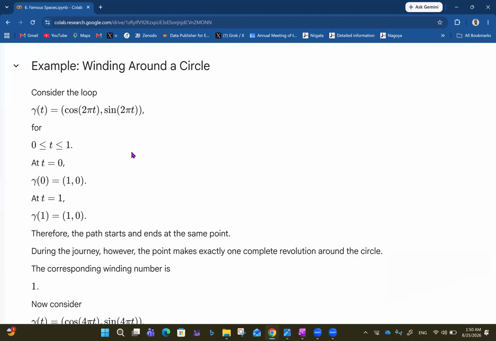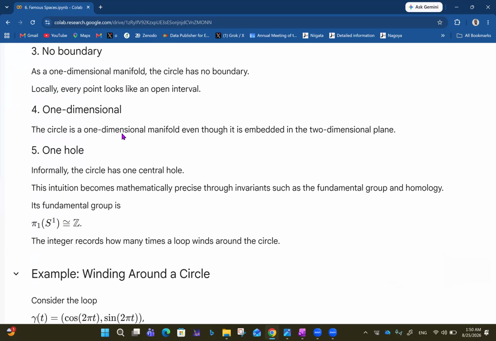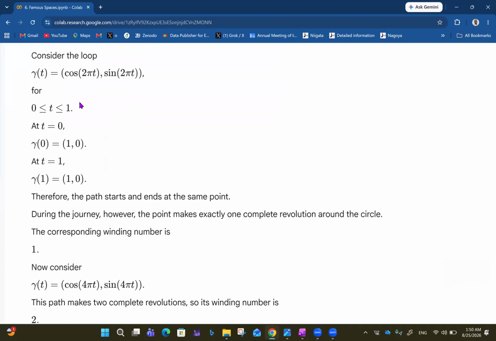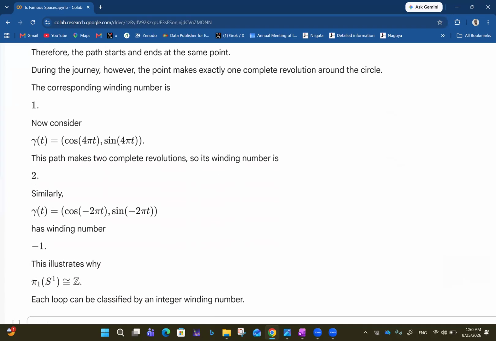So the path starts and ends at the same point, and that's one interesting property of a circle that we saw from here: the one hole issue, right? So the path is like that. Therefore the path starts and ends at the same point. During the journey, however, the point makes exactly one complete revolution around the circle. So the corresponding winding number is 1. Now consider if gamma of t is (cos 4 pi t, sin 4 pi t). This path makes two complete revolutions, so its winding number is 2.